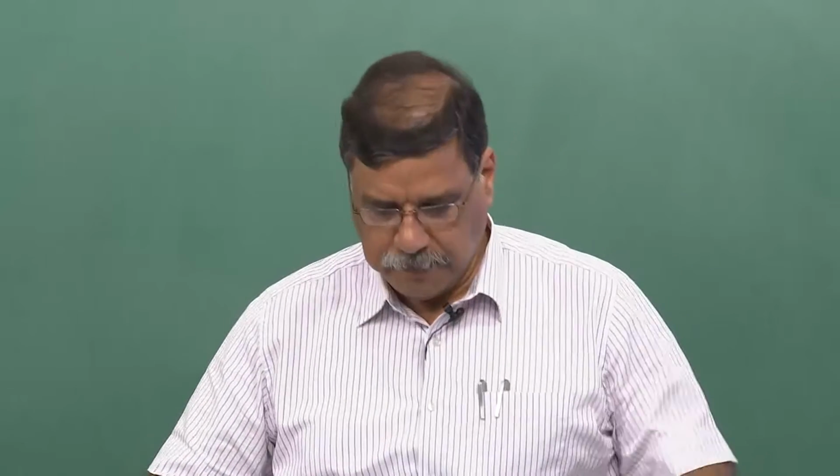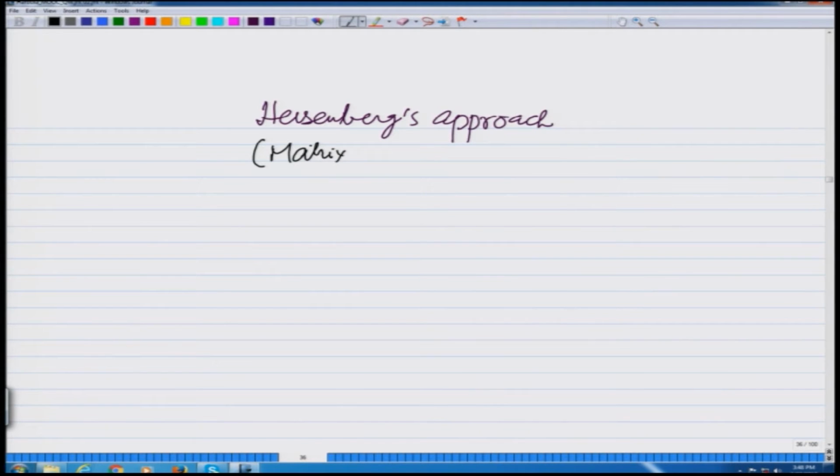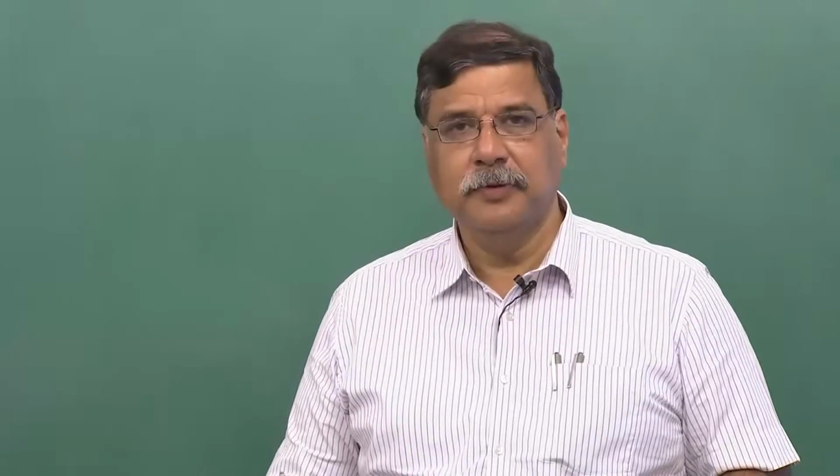What we have done so far is the version which is known as Heisenberg's approach, which is essentially what we called matrix mechanics. And as one of the students in the forum also pointed out, it does become difficult after certain simple problems.